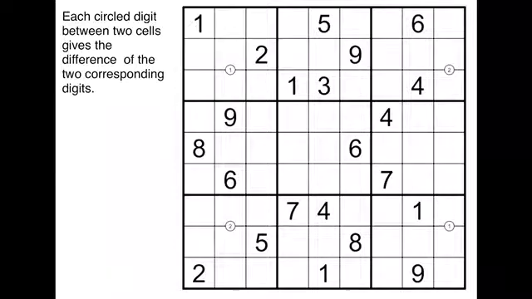Now, about the rules. The classic Sudoku rules apply, so every digit from 1 to 9 should be in every row, every column, and every 3x3 box. And there are those circle digits, which are each time the difference between both digits in those cells. So that's all there is to it. Now, let's get solving.